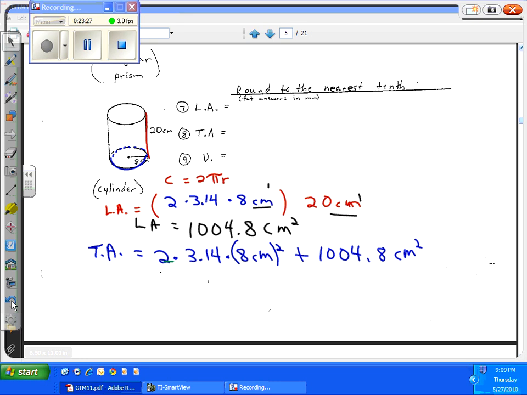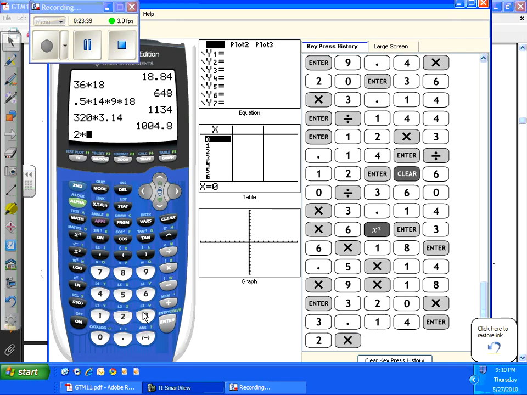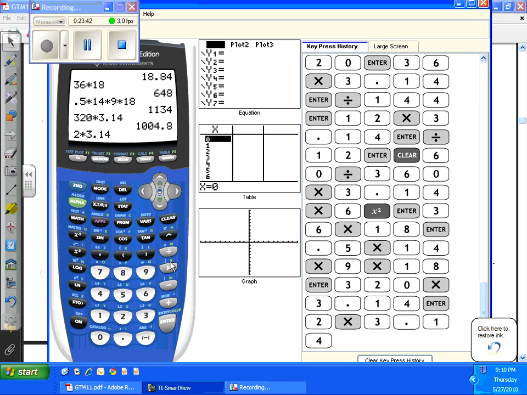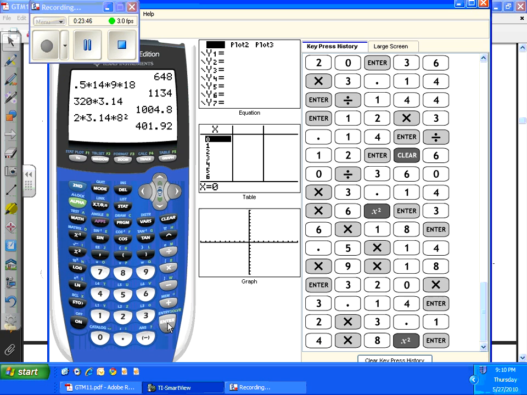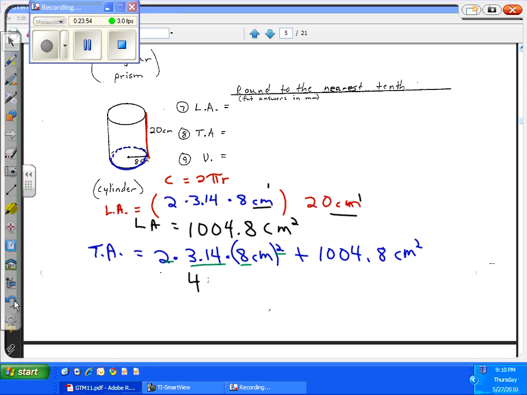So we're going to have 2 times pi times 8 squared. We need to do the 8 squared. 2 times pi times 8 squared is 401.92 square centimeters, plus the sides, 1,004.8 square centimeters.